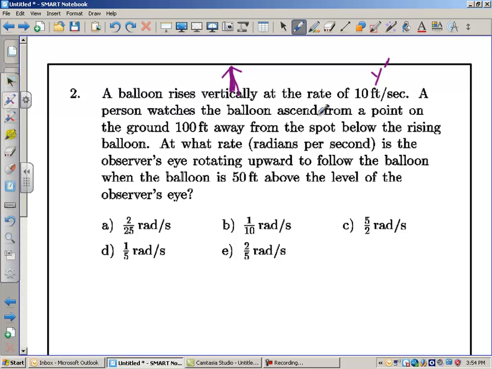A person watches a balloon ascend from a point on the ground 100 feet away from the spot below the rising balloon. At what rate, in radians per second, is the observer's eye rotating upward to follow the balloon when the balloon is 50 feet above the level of the observer's eye?